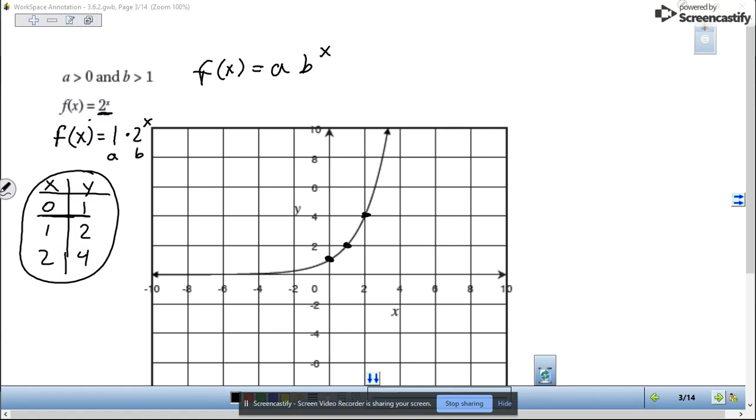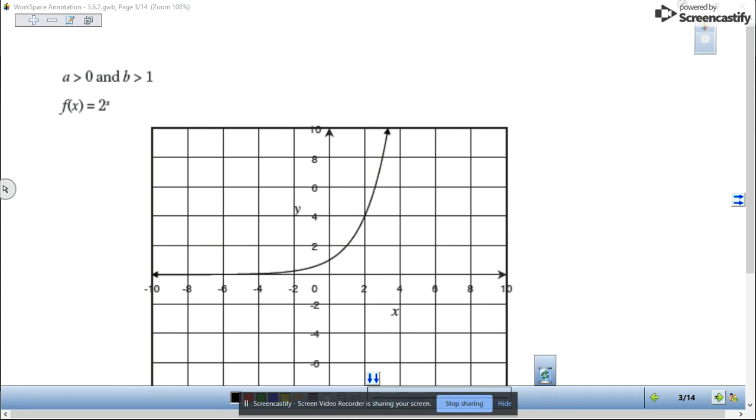So I know my initial value, which tells me that a is going to be 1. And then down below that, I know that we're multiplying by 2, which tells me that my base, my b value, is going to be 2. The other thing I want to point out is this: when a is greater than 0 and b is greater than 1, you will have a curve that is exponential growth of some sort. It'll be flat on the left side and increasing as you go from left to right. Now let's take a look at another example that's going to change some of that.